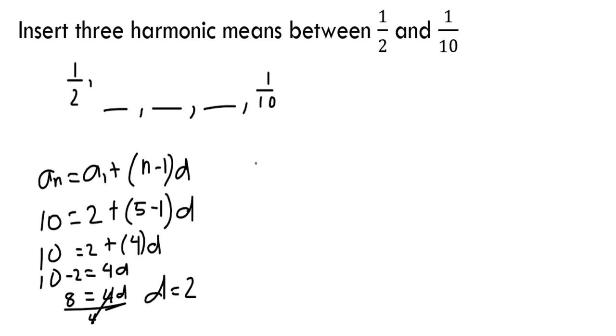Okay, gawin natin itong sequence. 2, yung first term, di ba? Then, common difference is 2. So, 2 plus 2 is 4, 4 plus 2 is 6, 6 plus 2 is 8, and 8 plus 2 is 10. Ano yung second term? Yung second term is 1 over 4. How about the third term? 1 over 6. And the fourth term is 1 over 8.